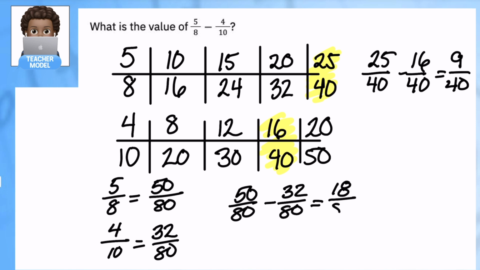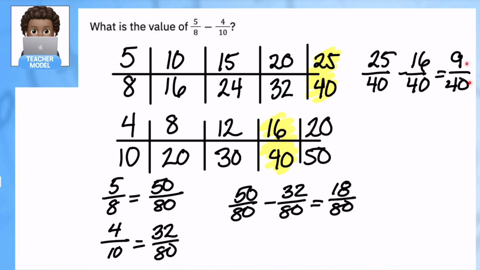And you may be going, well, Sarah, I got 18/80 this time. Before, your method had 9/40. This is true. These are both equivalent fractions. So how do I get these into simplest form? Anytime you finish adding or subtracting fractions, I like to think, can I get it in a simpler number? Is there any number I can divide using property of 1 that divides both my numerator and denominator?